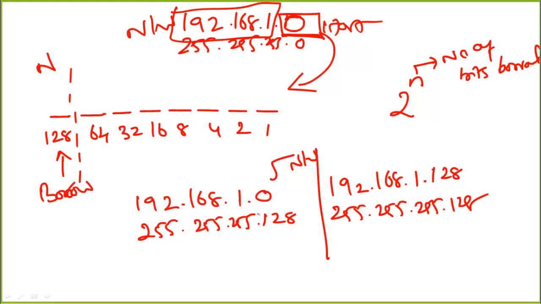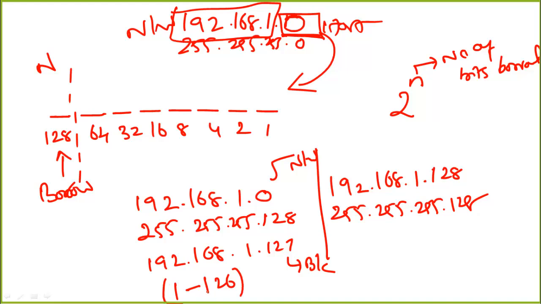So what will be the previous address? The previous address would be 192.168.1.127, which is the broadcast address, which we are not supposed to use, right? So in between, what addresses will we have? We'll have from 192.168.1.1 till 126. So these are the usable IP addresses.